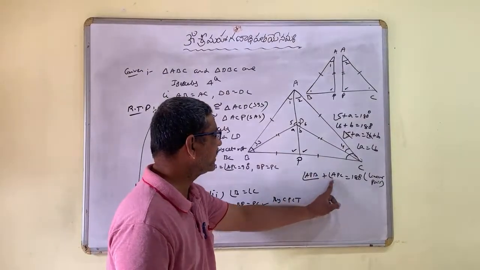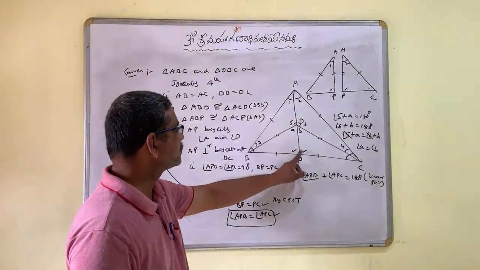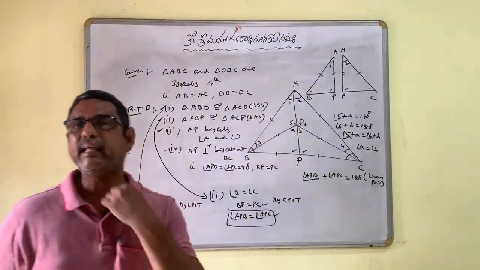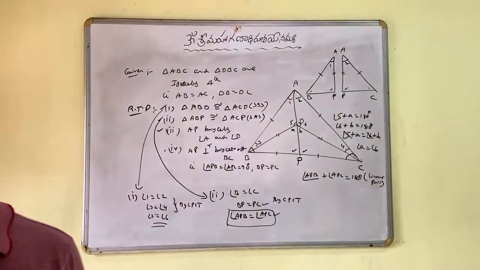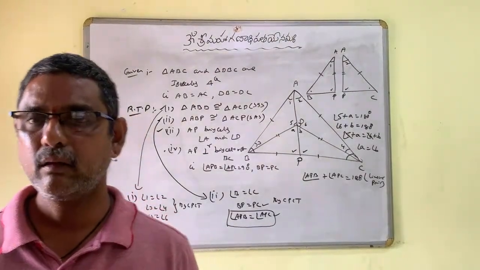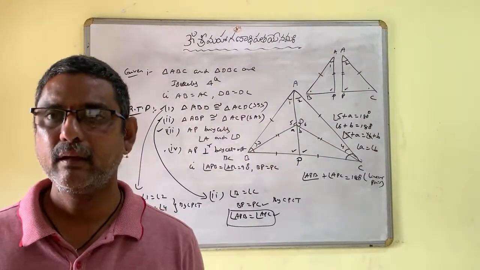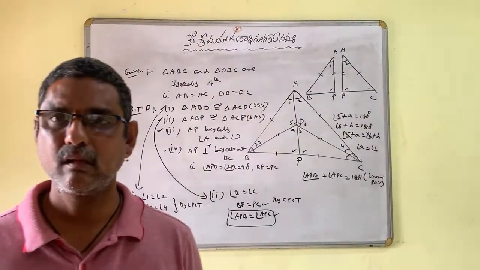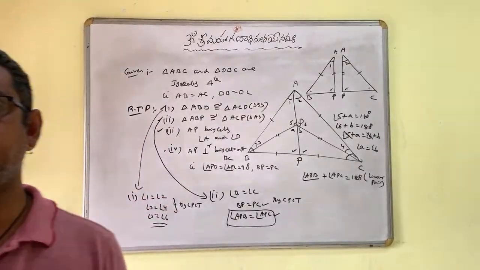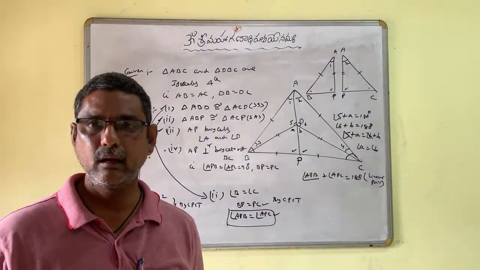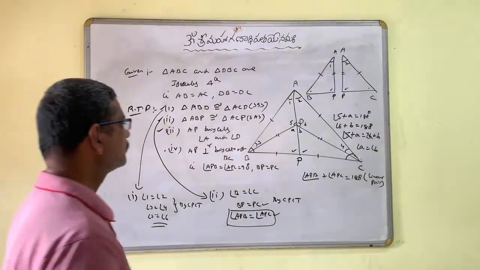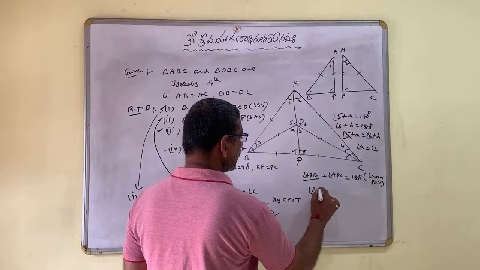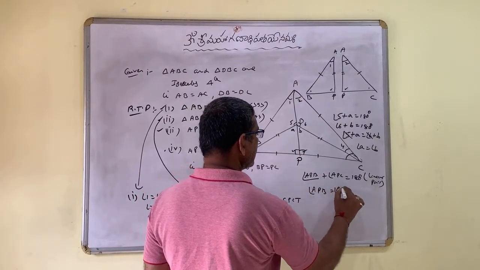The sum of these two angles is 180 and they are equal. Both are equal. Then each angle will be? 90. Very good. So this angle is 90. This angle is also 90.